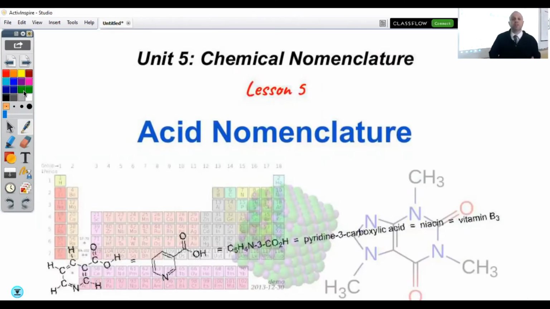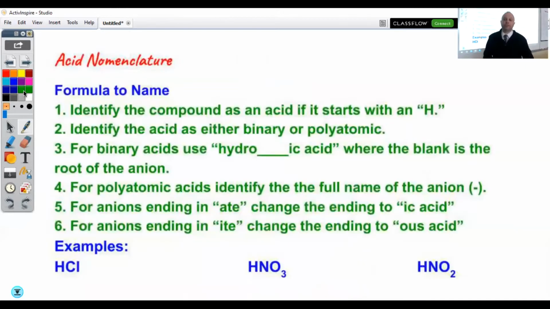Hi everyone, welcome to lesson 5, which is on acid nomenclature. Today what we're going to do is take a look at the special set of rules that are used when we talk about naming and writing formulas for compounds that we consider acids. All right, let's take a look at our first slide here.